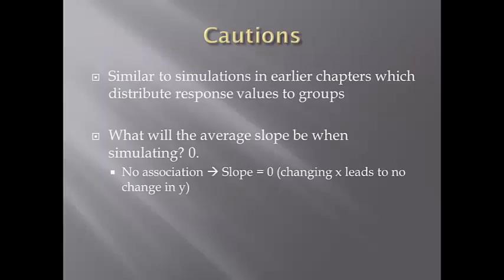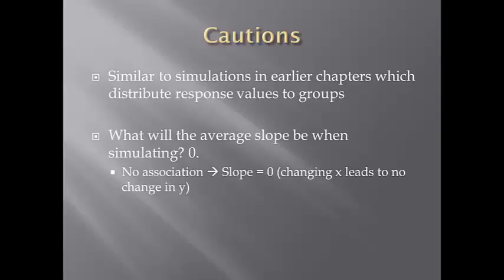A couple of words of caution. The simulation strategy here is very similar to one we've seen in earlier chapters. You're redistributing the response values to the groups. In this case, each person acts like their own group because you have a quantitative explanatory variable.